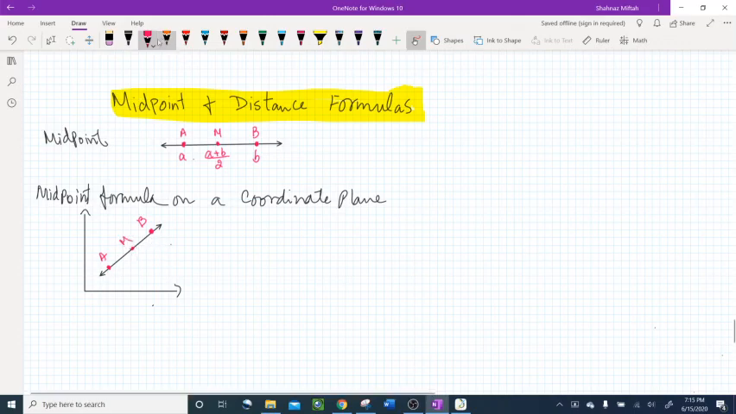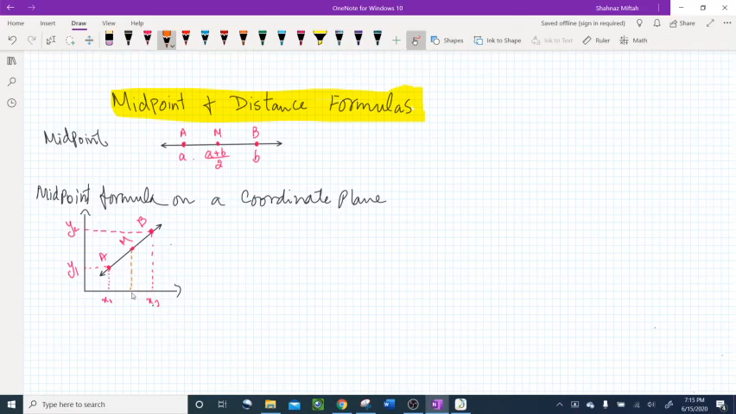Now if you pay close attention, the coordinate of A for x is going to be x1, and for y is going to be y1. The coordinate of endpoint B on the x-axis is going to be x2, and on the y-axis is going to be y2. Now how do we get this midpoint? How do I get the x-coordinate for the midpoint?